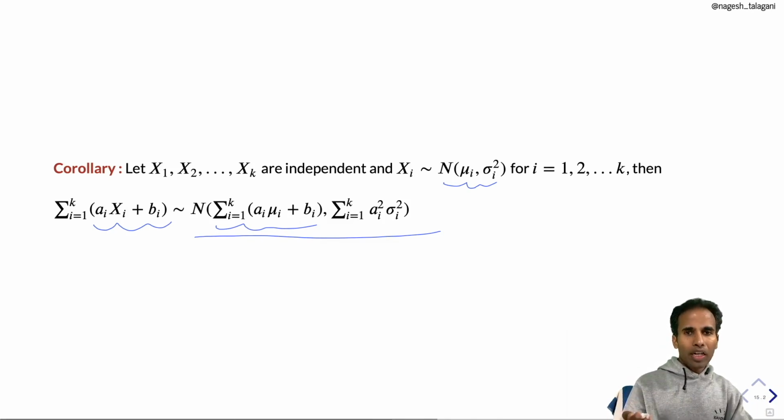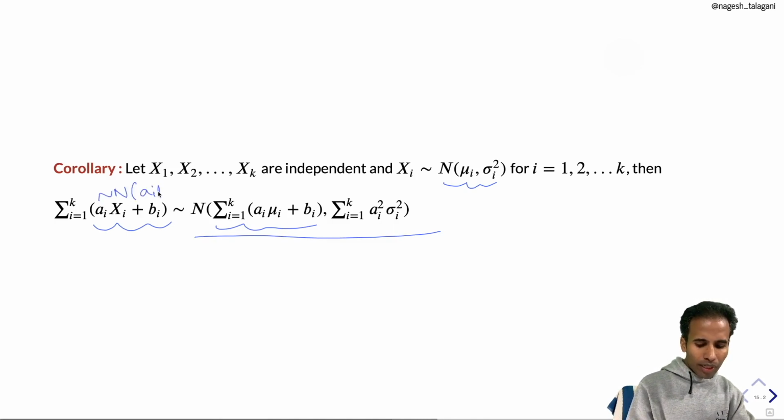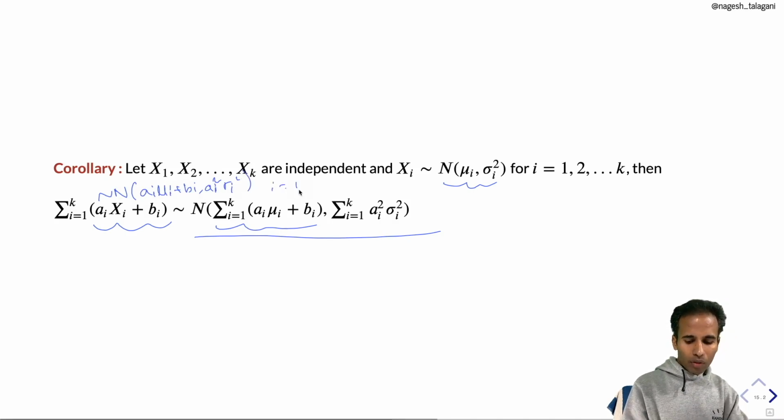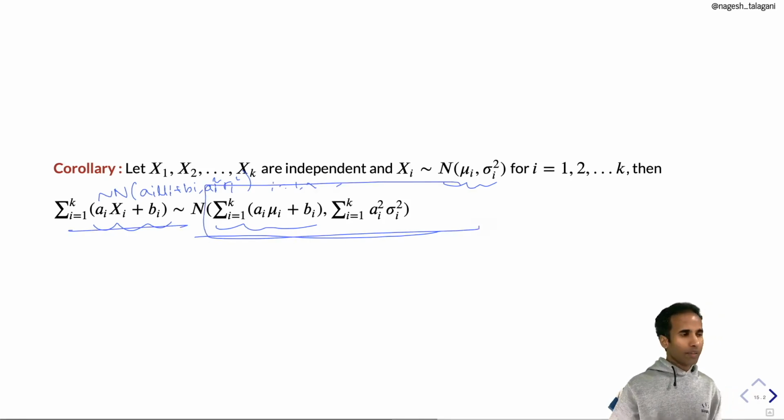We already know that when Xi follows normal distribution with the parameters mu i, sigma i square, then ai Xi plus bi follows normal distribution with the parameters ai mu i plus bi, ai square sigma i square. That much we know for all i equal to 1 to k. Now if you directly apply the above theorem, you can say this. Okay, fine. This directly follows from the above theorem, so it is a corollary of the above theorem.